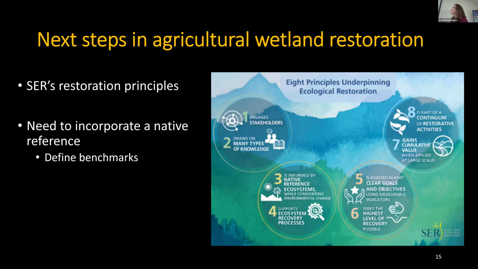And then next steps in agricultural wetland restoration. These are the 8 principles underpinning ecological restoration. And we're doing pretty good on most of these. We engage stakeholders. We draw on many types of knowledge. What we don't have really is incorporating a native reference system. And I would really like to do that to incorporate benchmarks to compare these branch wetlands.